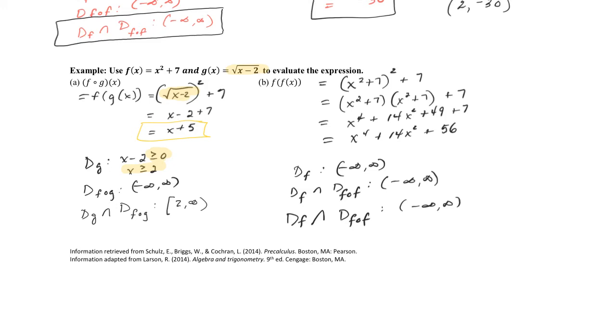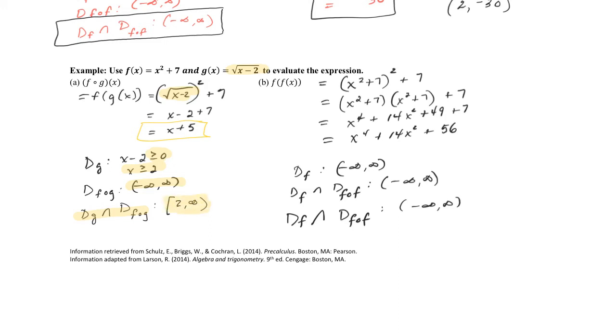And then we look at the domain of the composition. Well, the composition is x plus 5, which is a line. So the domain there is negative infinity to infinity. Put that together. Remember, your answer is the intersection of the domain of g with the domain of the newly composed function, in this case f of g. And so your answer is bracket 2 to infinity.